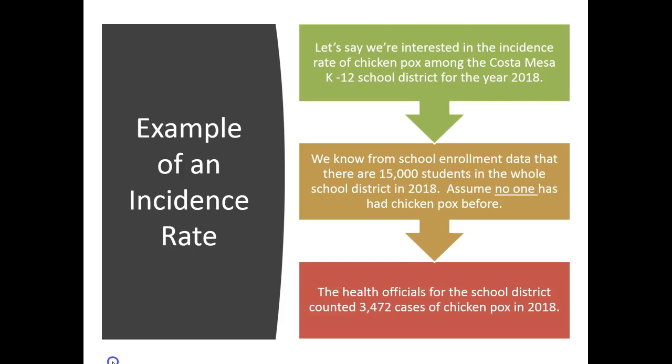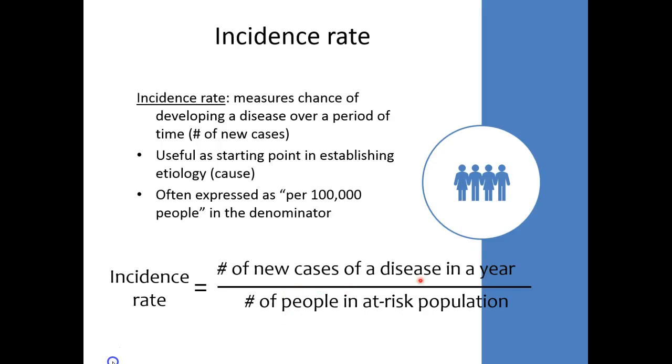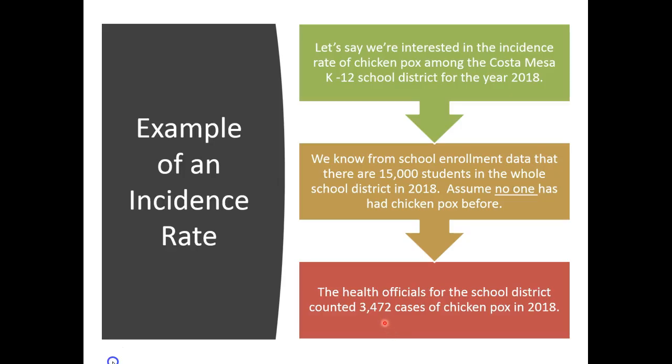The health officials for the school district counted 3,472 cases of chickenpox in 2018. So, how do you calculate the incidence rate? Remember from the previous slide, you take the number of new cases and divide it by the number of people in the at-risk population. The number of new cases, 3,472. The number of students in the at-risk population in this example is 15,000.